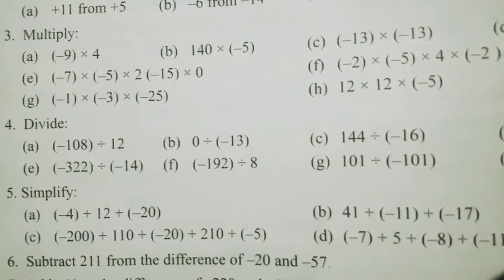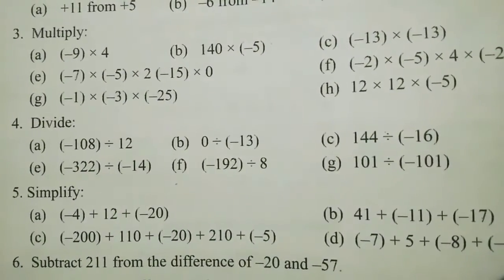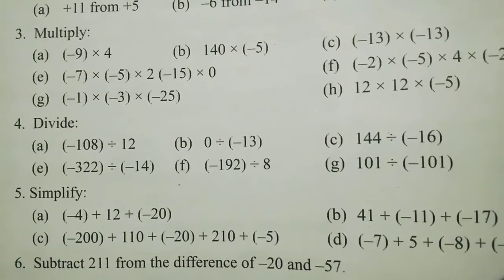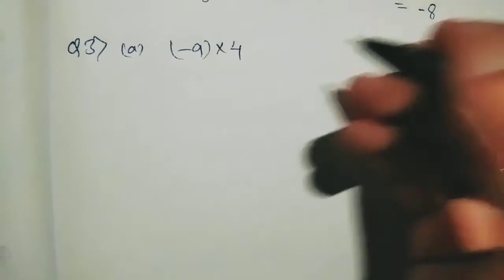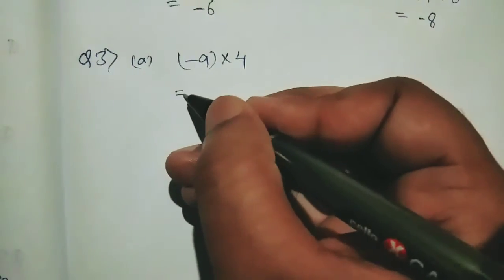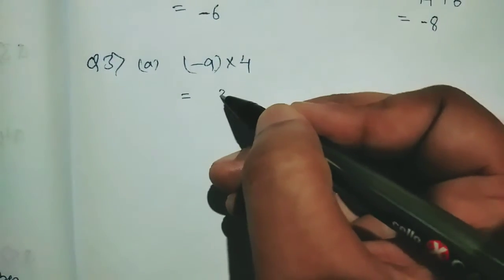Okay, now question number 3, multiply. So here you can see many multiplications are given. So you have to multiply by following the rules. So A number, minus 9 into 4. So here minus 9 multiplied by 4. So what is the answer? So you have to multiply the numbers first of all. Okay, so 9 4s are 36.